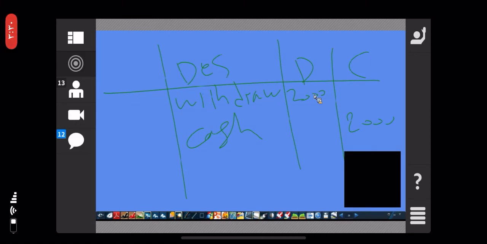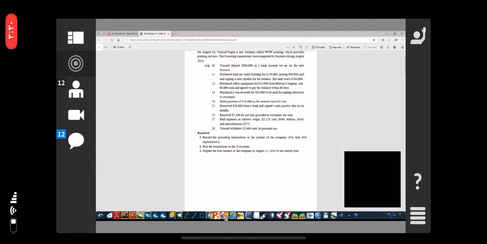No, cash decrease. Withdraw, what does it mean? We take out from the withdraw amount. It will be from the equity. That's cash? No, withdraw means deducted from the equity. Okay? Equity. No, cash decrease. Yes, it means cash decrease. So this is the journal entry.